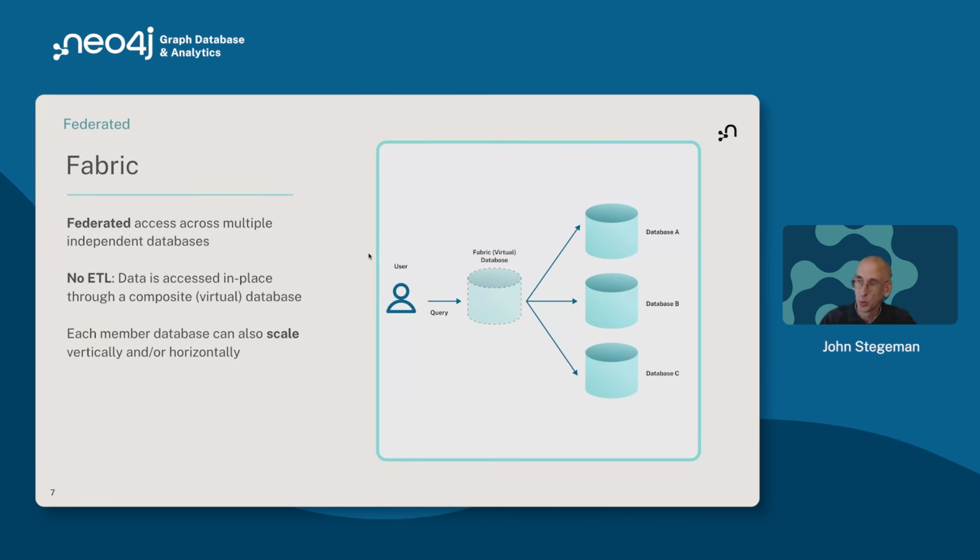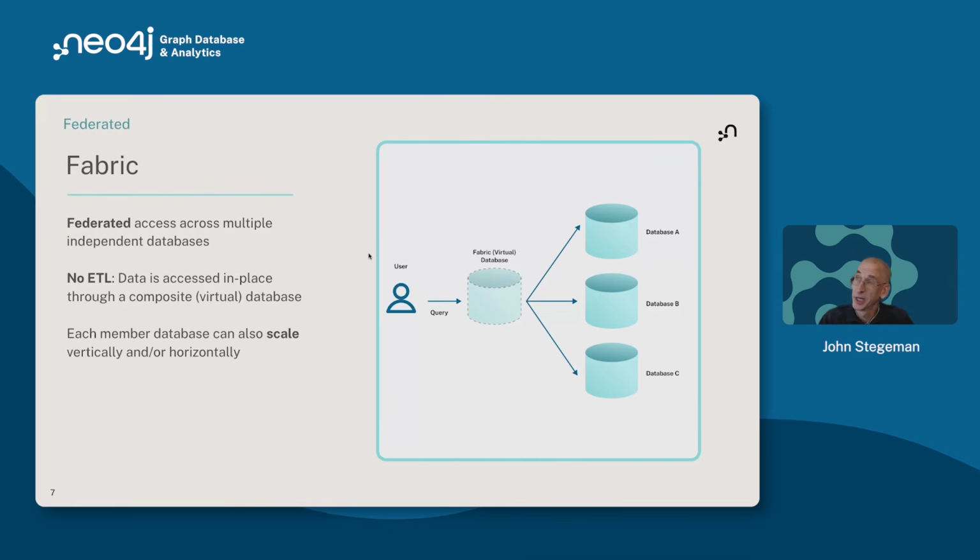Remember, federated is when we have multiple distinct databases that are separate from each other, and we want to run a query across them. So the example I used at the beginning was I've got a parts graph or bill of materials graph and a supply chain graph, and they're on separate databases, and I want to query across them. So the architecture or the technology we use in Neo4j is called Neo4j Fabric. It allows us to run federated queries across multiple independent databases.